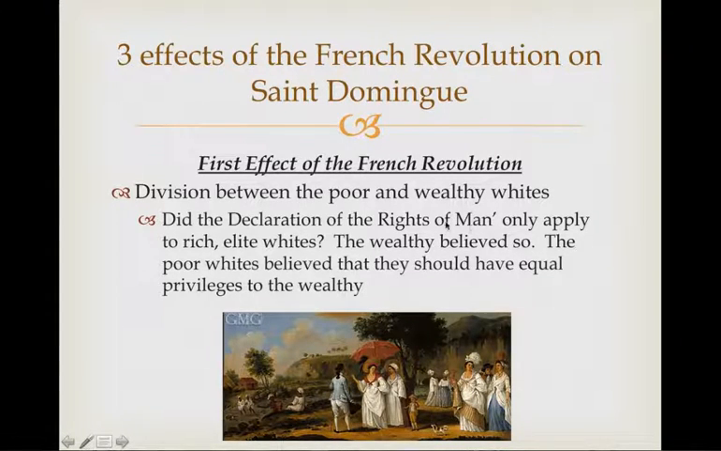But on the island, there was divisions about this. So the first effect of the French Revolution on Saint Dominique was that there was a division between the poor and the wealthy whites. So that's the first effect. And what it was, the poor whites felt like, oh, well, that Declaration of Rights of Man, that applies to us too, so we should have the same privileges as you. And the wealthy said, oh, no, no, no, it's just us. So there was tensions and divisions there.